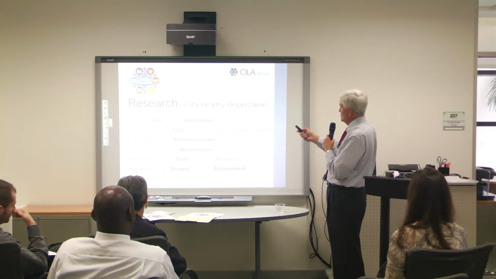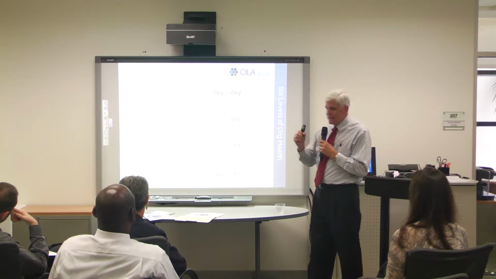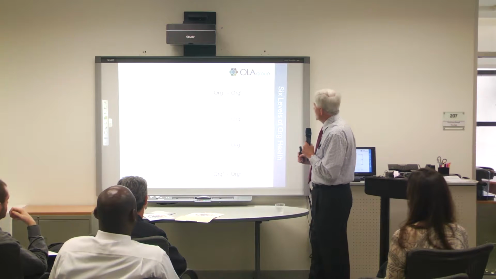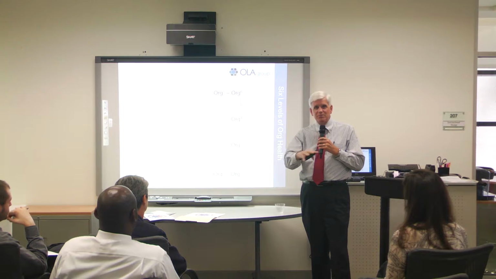So what we've done with this information is we've identified levels of organizational health. That initial model that we had indicates those 6 areas: values people, develops people, builds community, and so forth.